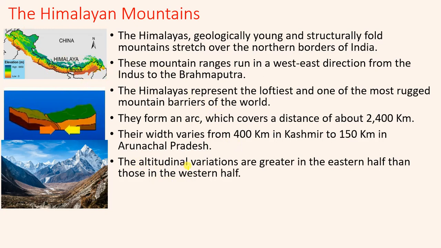The altitudinal variation, means variation in altitude or height, is greater in the eastern half than in the western half. So in the western half generally these mountains are uniform in their height, but in the eastern side highly uneven altitude is observed, and in this part only Mount Everest is lying.